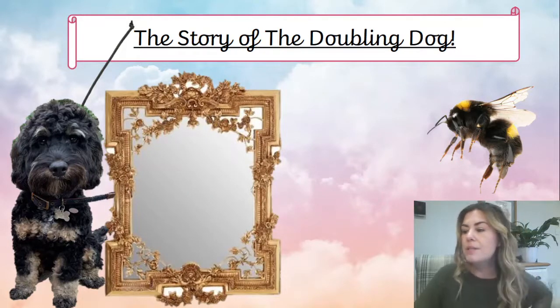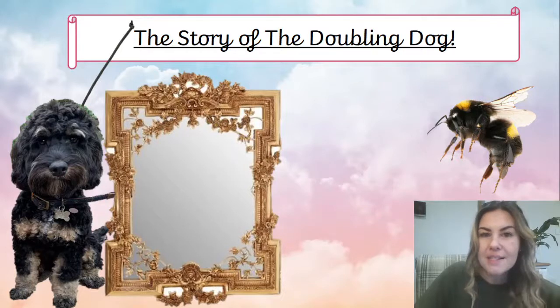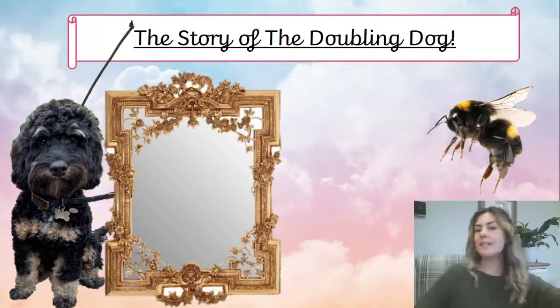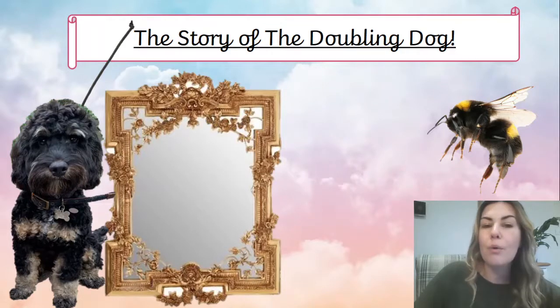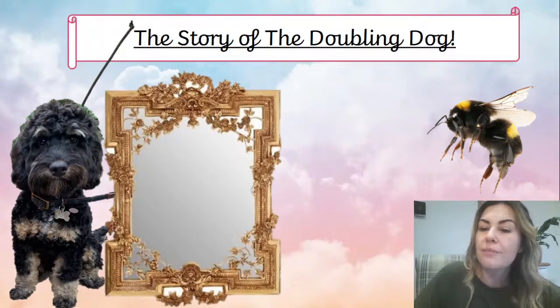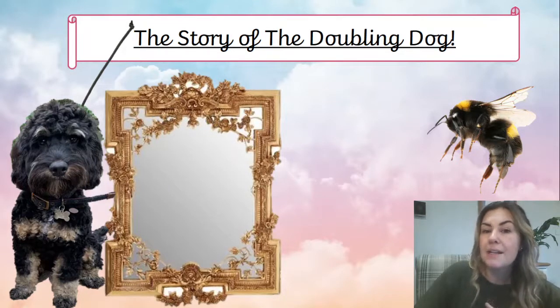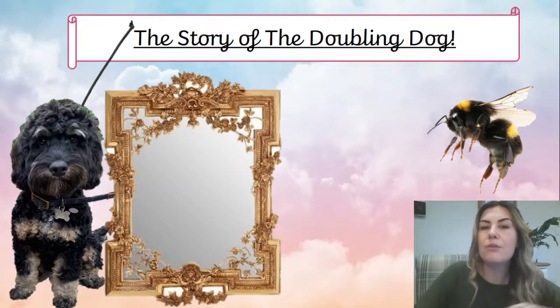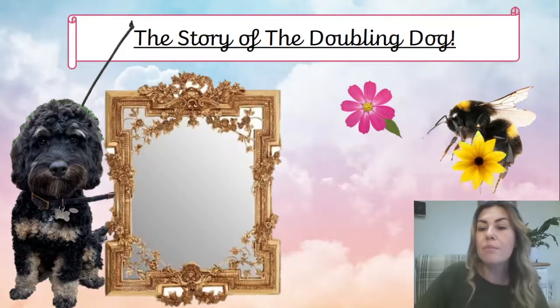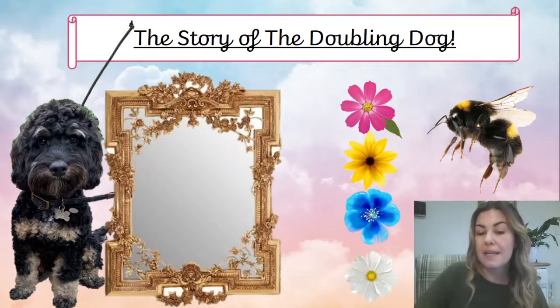And Bumble said, wow, that's incredible. Can I try it out? And Mochi said, of course you can, Bumble. What would you like to put in front of it? Bumble thought long and hard about this and he thought, I know, I've been busy collecting pollen and so wouldn't it be great if I had more than one flower? So Bumble got all the flowers he had collected.